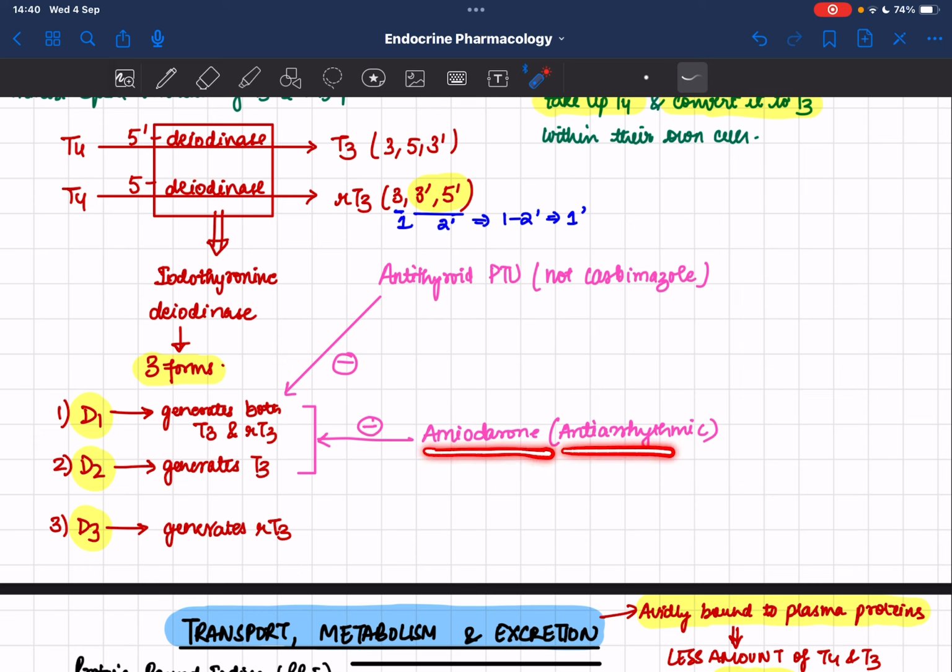Amiodarone is an antiarrhythmic. It's a potassium channel opener. If you have studied the CVS system, it's an antiarrhythmic and it will inhibit both D1 and D2, and it will ultimately also act as an antithyroid.